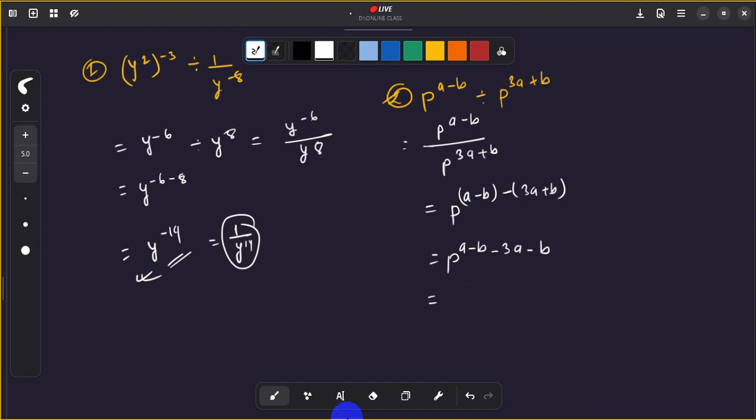Now what are the like terms here? The like terms are these two, a and 3a, and b and b. These are the like terms, so like terms can be solved.